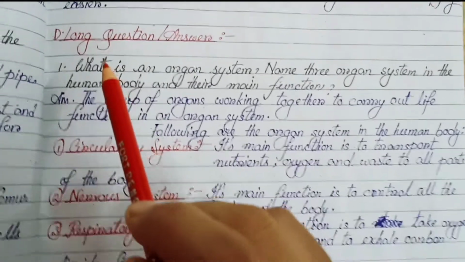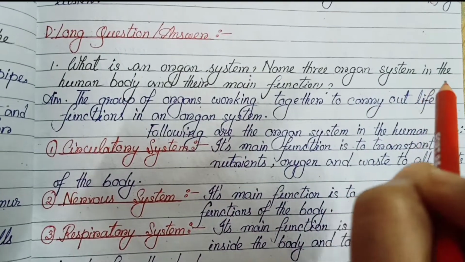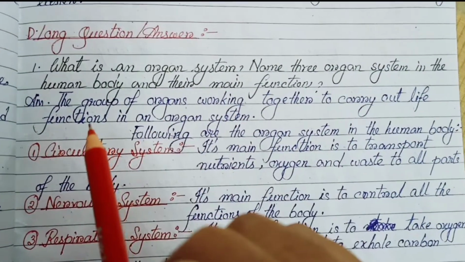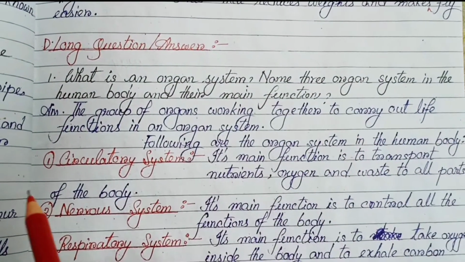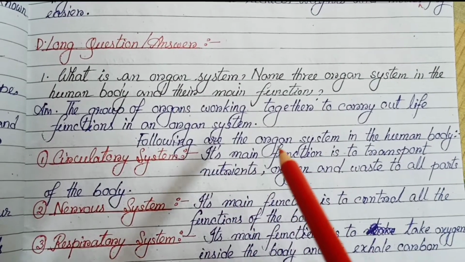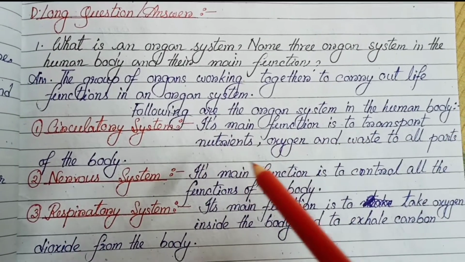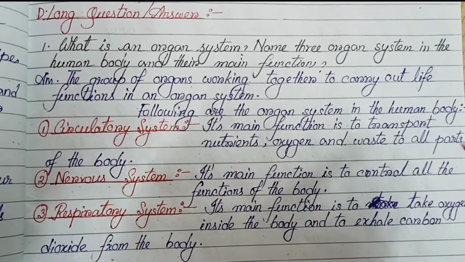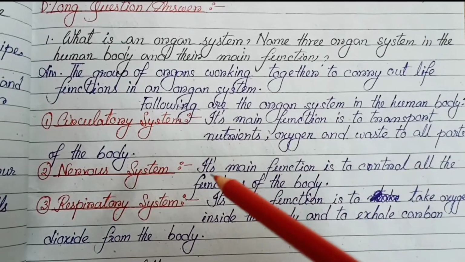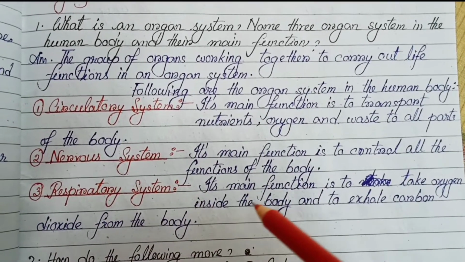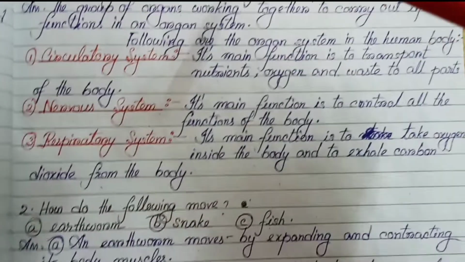Number D, long answer questions. Number 1, what is an organ system? Name three organ systems in the human body and their main functions. A group of organs working together to carry out life functions is an organ system. Following are the organ systems in the human body. Circulatory system. Its main function is to transport nutrients, oxygen and waste to all parts of the body. Nervous system. Its main function is to control all the functions of the body. Respiratory system. Its main function is to take oxygen inside the body and to exhale carbon dioxide from the body.